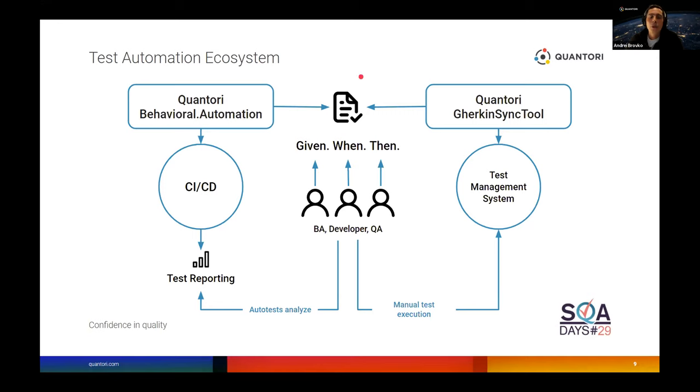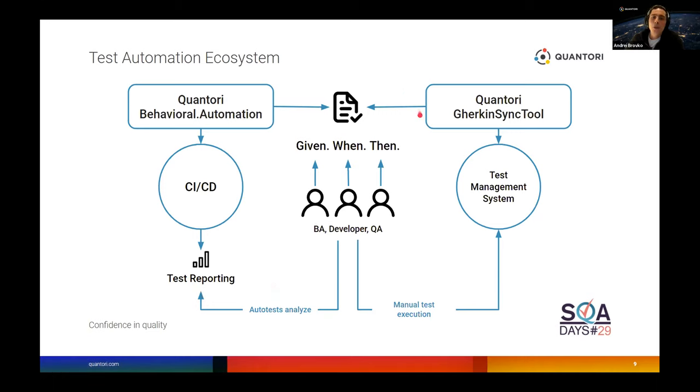So next we have two branches. The first branch is test automation. We have an open source framework, which is called behavioral automation, which has default steps which we use to explain our scenario and which can be executed in the browser. And as usual, it goes to the CI/CD system and to the test reporting system, we use test report. Next we analyze the failing tests if we have such.